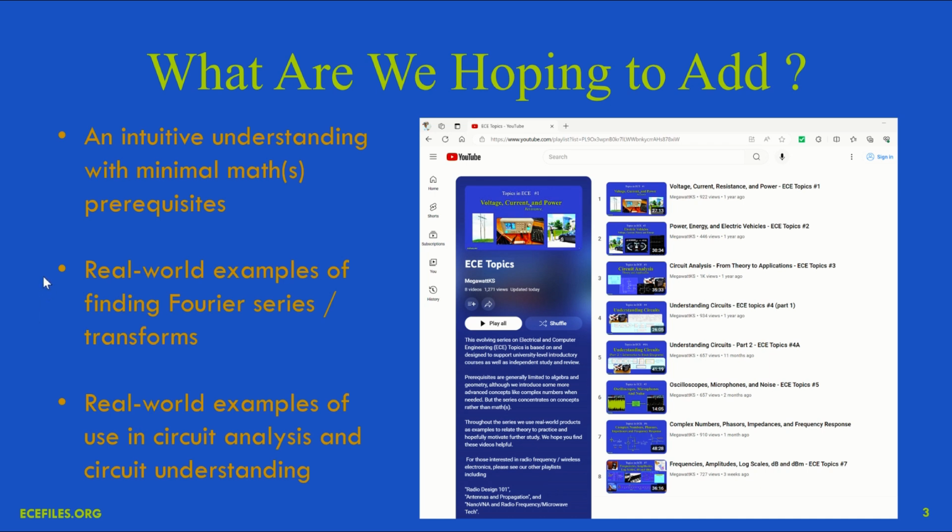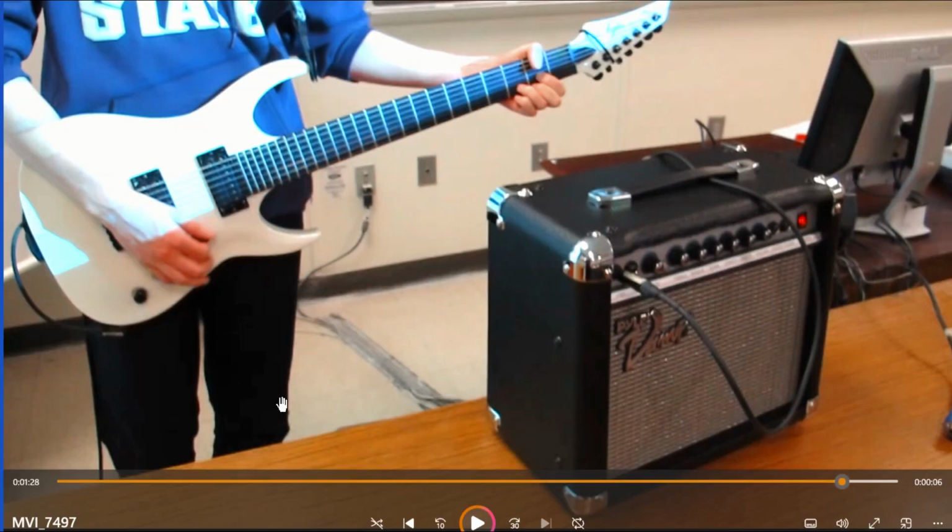We're also going to sprinkle real-world examples of Fourier series throughout. In fact, let's do one of those right now. This is from a demo that we did in one of the electronics courses that we are teaching. And one of the students volunteered to bring in his guitar, and he can play and I can't. So I'm going to play you a little clip from this.